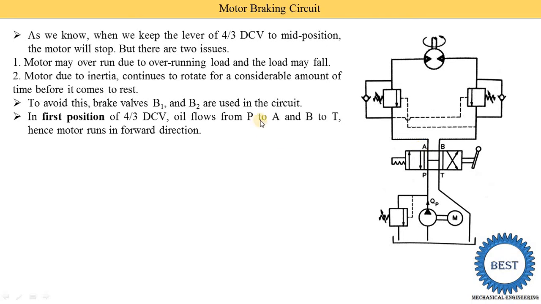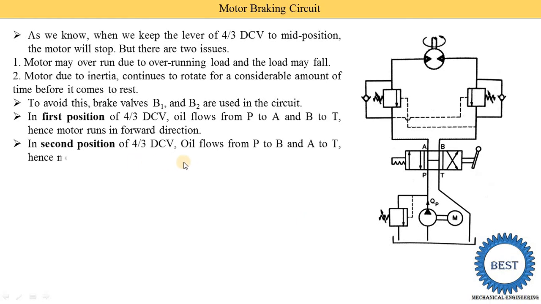In the first position of the 4/3 DCV, oil flows from P to A and B to T. Here you see this is the P port, this is the A port, this is the B port, and this is the T port. So they are connected, and the motor runs in the forward direction. How does the motor run in the forward direction? The oil from the pump enters the P port, from the P port it enters the A port, and from the A port it is supplied to the motor. The motor rotates in the forward direction, which means it rotates clockwise.